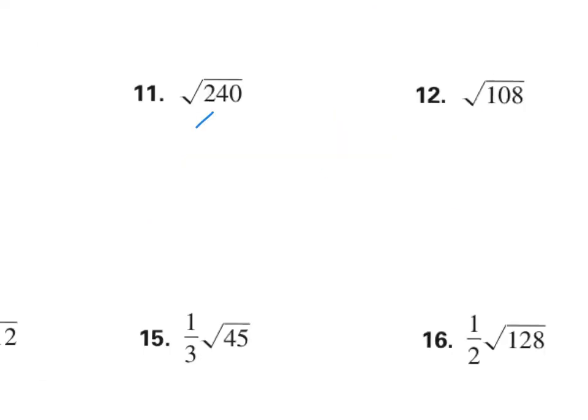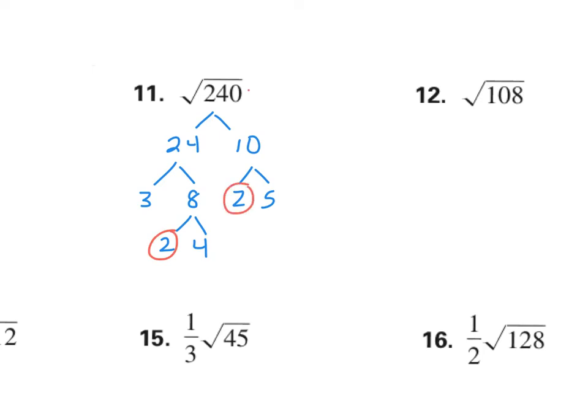So looking at the 11 here, most of us can quickly see that 24 and 10 work. And with the 24, any pair, it doesn't matter at all. Maybe you chose 3 and 8. Over here with 10, I choose 2 and 5. Now here I have a 2 and a 4, and I already noticed that I have a 2 here that can come outside.